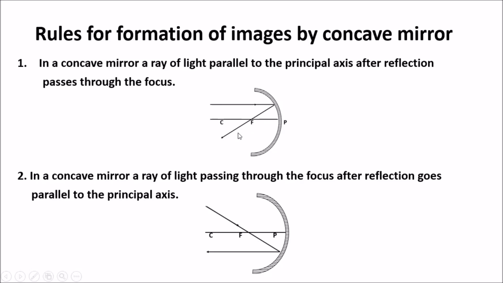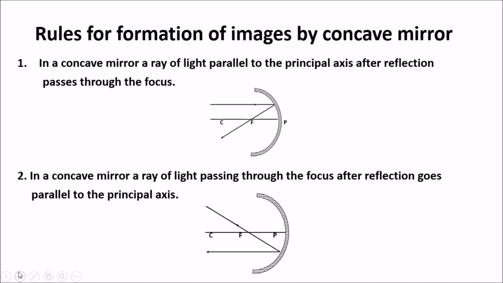This is rule 1. Rule 2 is exactly the opposite of it, which means even if you draw the same diagram and just change the direction of the arrow, the rule becomes rule 2. So let's talk about what exactly rule 2 is. When a ray passes through the focus of a concave mirror, then after reflection from the concave mirror, it passes parallel to the principal axis. So in a concave mirror, a ray of light passing through the focus after reflection goes parallel to the principal axis.